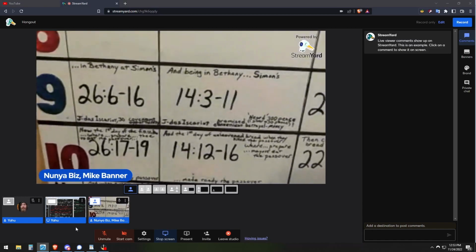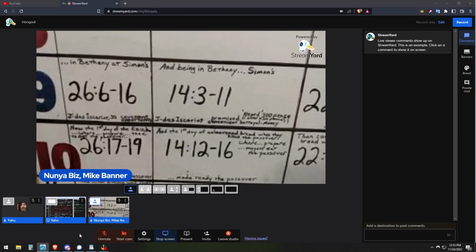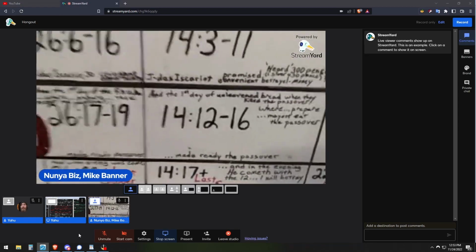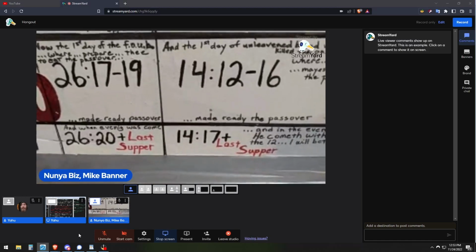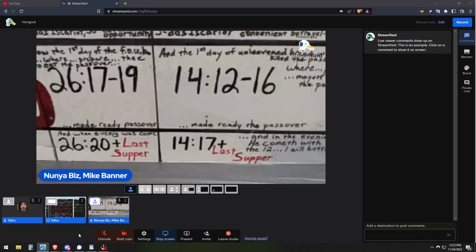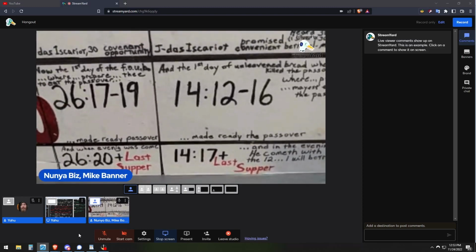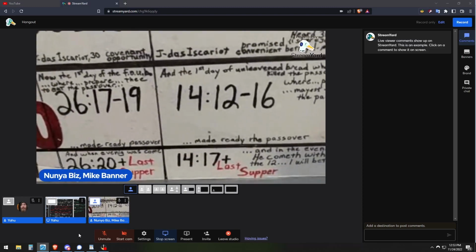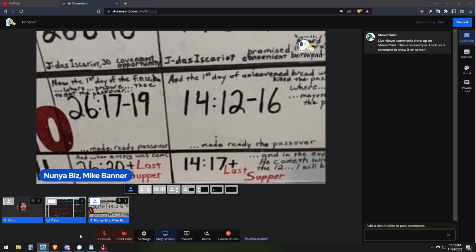And his disciples went forth and came into the city and found as he had said unto them, and they made ready the Passover. That ends our verse 16, and I'll just show you real quick. Verse 17 starts out, and in the evening, it's another day, and in the evening he cometh with the 12, and as they sat and did eat, Jesus said, Verily I say unto you, one of you which eateth with me shall betray me.